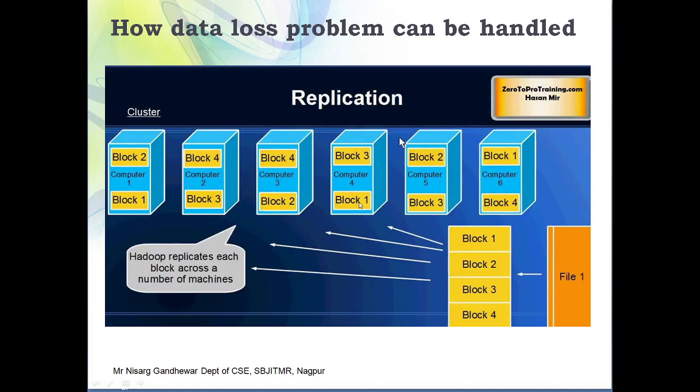You can get your data from this machine. Suppose this machine also fails, you can get data from this machine. So by default in case of the Hadoop framework, every block or every sub file is replicated at 3 different locations. So that is what I am going to tell you, that this file 1 is divided into 4 blocks. So here you can see block 1 is present at 3 different locations.